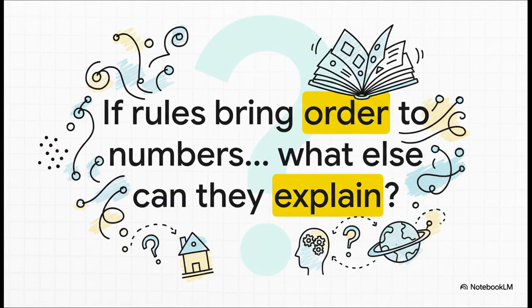So we've seen how just a handful of simple, consistent rules can create this entire logical system for numbers. It kind of makes you wonder, right? What other complex systems in our world, maybe even in our own lives, could we finally understand if we just took the time to find their hidden rulebook?